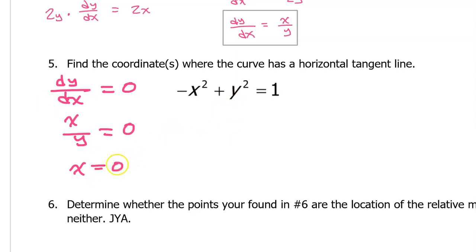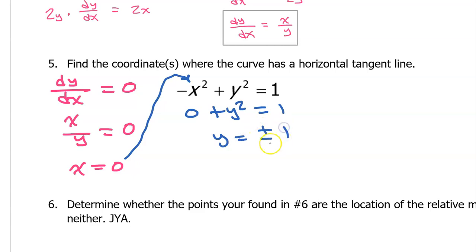To find the y coordinate, we need to substitute this back into the original equation. So that's just going to give us 0 plus y squared is equal to 1. We can ignore the 0, so taking the square root of both sides, we get y is equal to plus or minus 1. Don't forget that plus or minus, guys. So if we match these up, the two ordered pairs that we have will be 0, comma, positive 1 and 0, comma, negative 1. There's your plus or minus right there. So these are the coordinates where the curve has a horizontal tangent line.